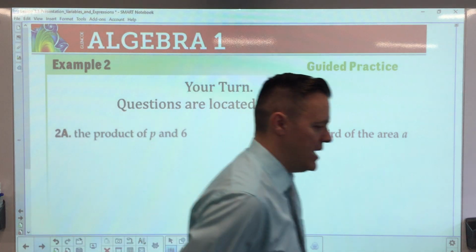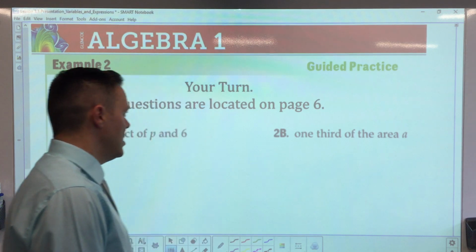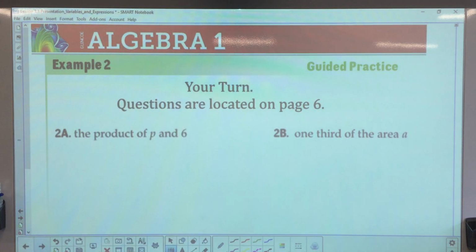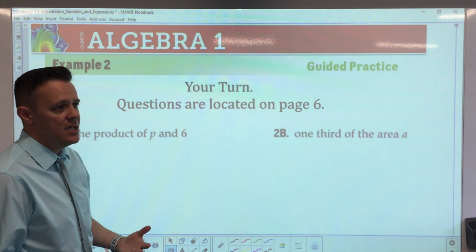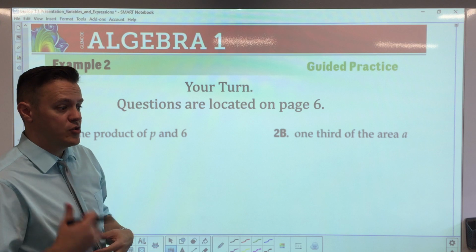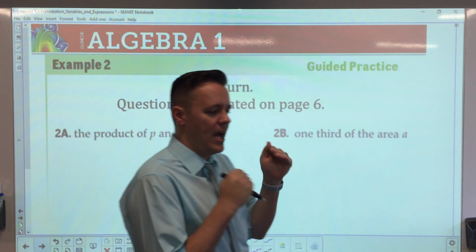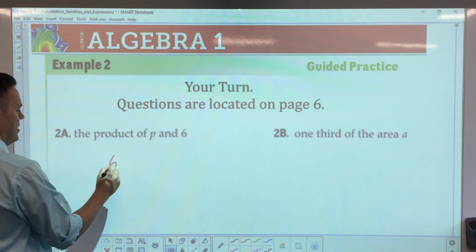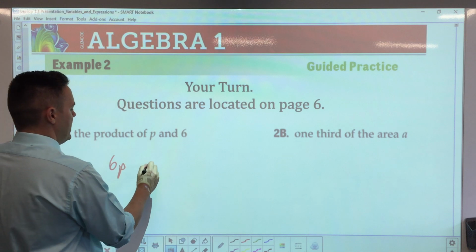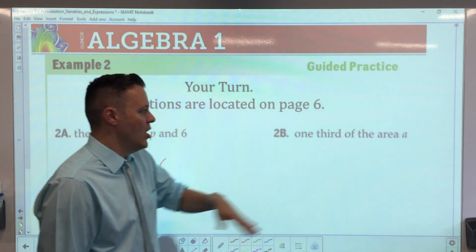All right? In the middle of page 6, you'll see these examples. Ladies and gentlemen, please go through them now. All right, so the product of P and 6. So what is product? That is multiplication. If you struggle with that, go to the top of page 6 and see your verbal algebraic expressions and write it. So this would be just, I like to say 6P. You could go P6, it doesn't matter, but P6 is kind of weird, so I just put 6P.